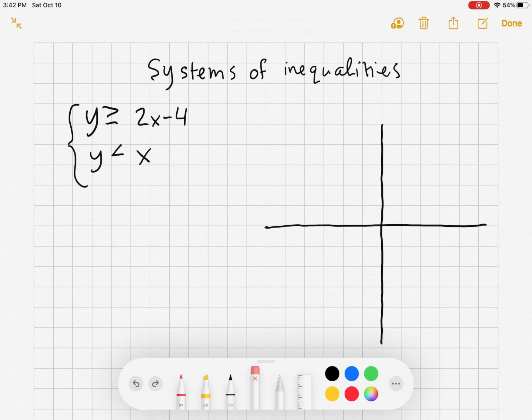Consider the system on the left here. We have y is bigger than or equal to 2x minus 4, and y is less than x. That looks a little intimidating, but let's think about a similar system that's probably a little bit more familiar. y equals 2x minus 4, and y equals x. What would have been the solution to this particular system? We'd want to find their intersection.